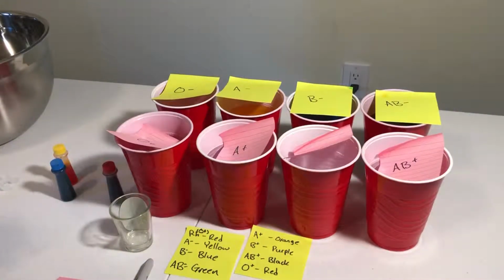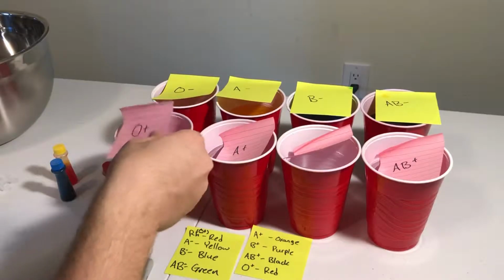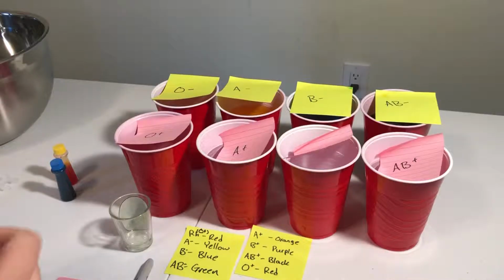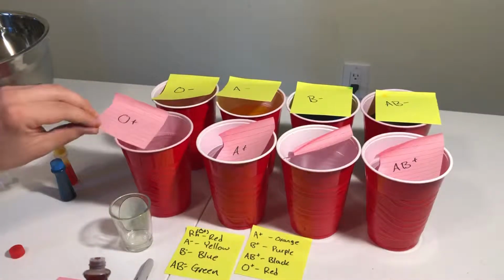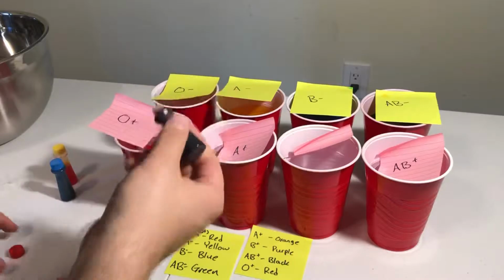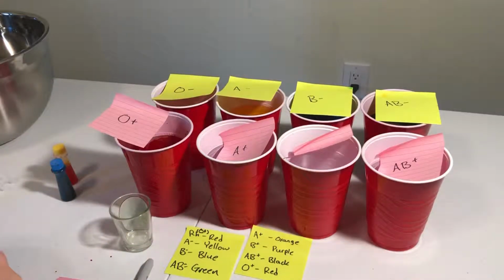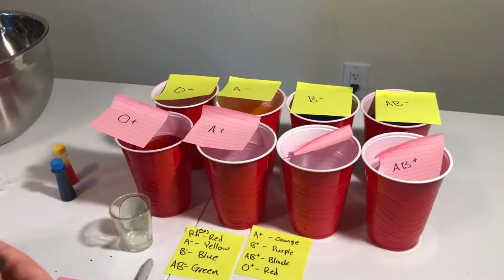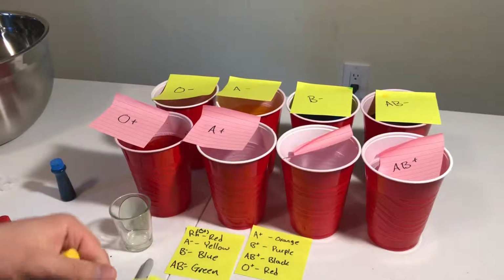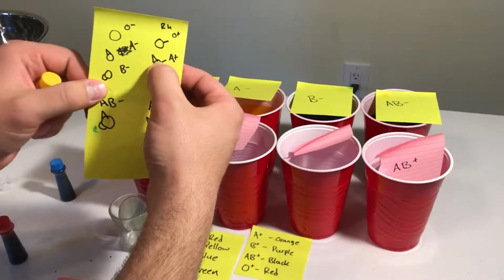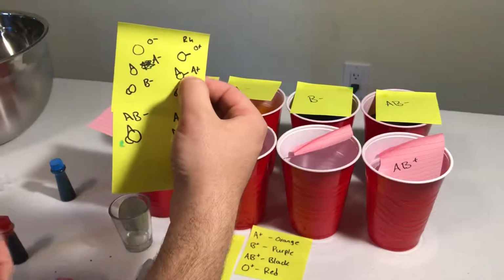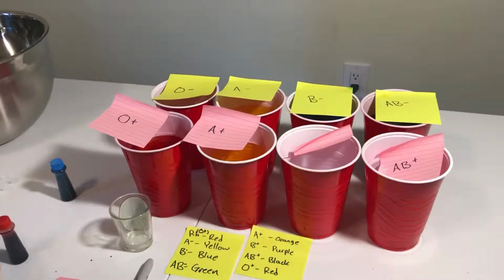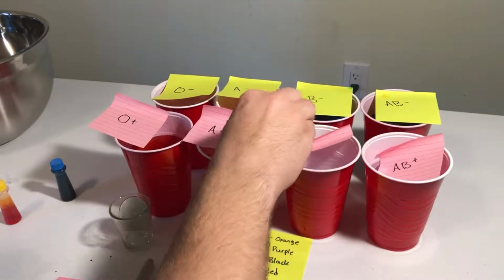And I will demonstrate that a little bit better once I get my syringes out. So then our O positive is going to have that RH factor. Remember, RH factor is going to be red because that makes it easier to remember. So we're going to put our red in there. A positive is going to be orange because it has the A antigen and the RH factor there. So we are going to add our yellow and a little bit of red.